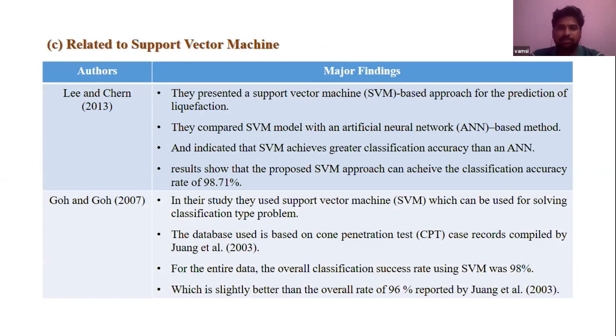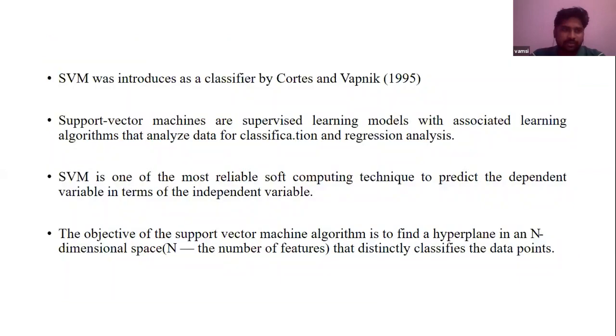But for CPT, based on Juang et al. 2003, for the entire data, the overall classification was 98%, which was better than Juang et al. in 2003. And SVM was introduced as a classifier by Cortes and Vapnik in 1995.